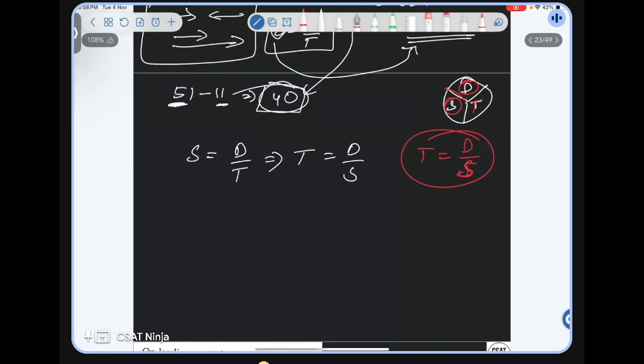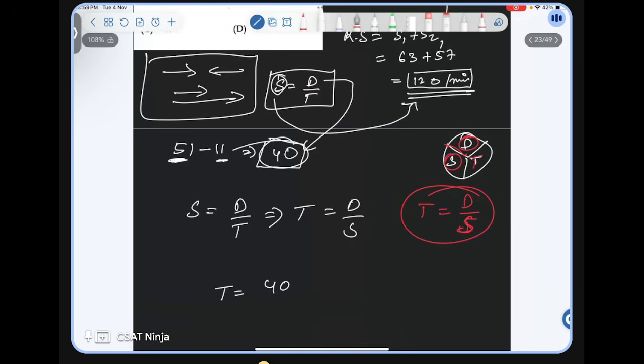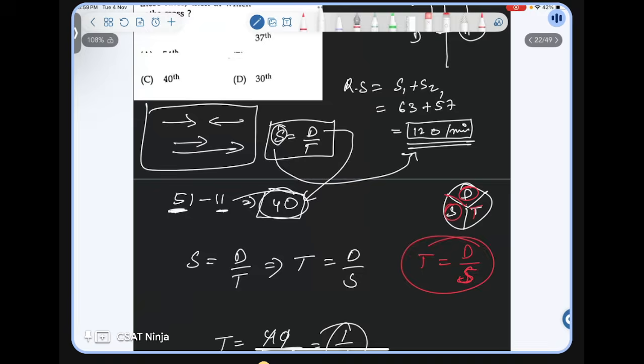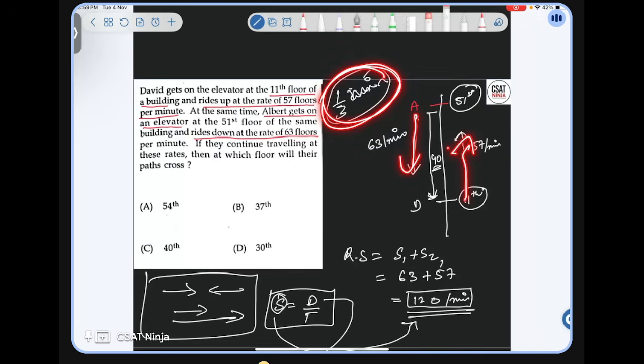So let us put the value. Time is nothing but distance divided by speed. Distance is 40 floors. And what's the speed? They are traveling at 120 floors per minute. 0, 0 cancel. 4, 3 are 12. That means 1 by 3 is the time. That means David and Albert meet after 1 by 3 minute. Albert is going down, David is going up, and they are meeting after 1 by 3 minutes.